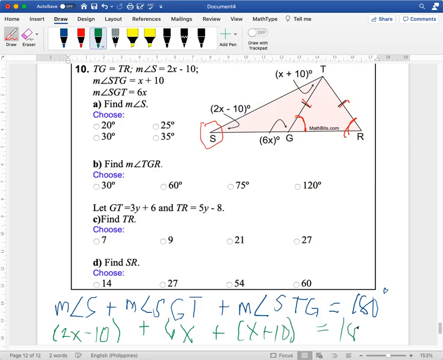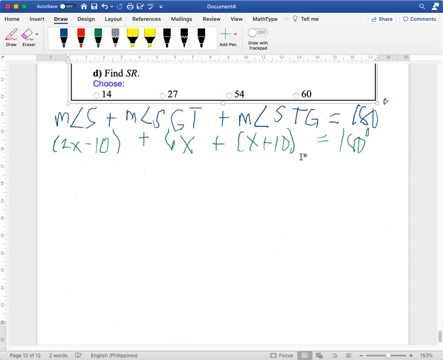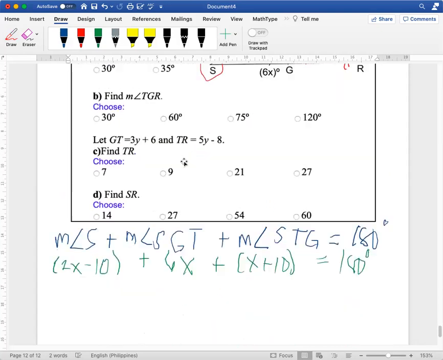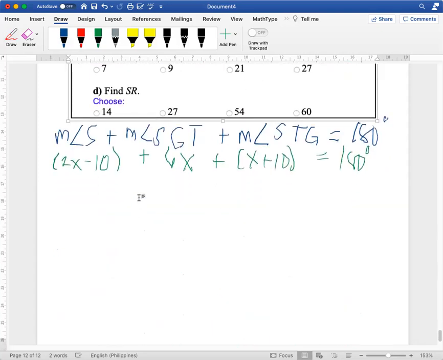Is equal to 180 degrees. Okay, so let's move to our next step. And to solve this, we need to solve for the value of x, of course. All right, or we're looking for what? For angle S, here, 2x minus 10. Okay, so we need to solve for the value of x first.